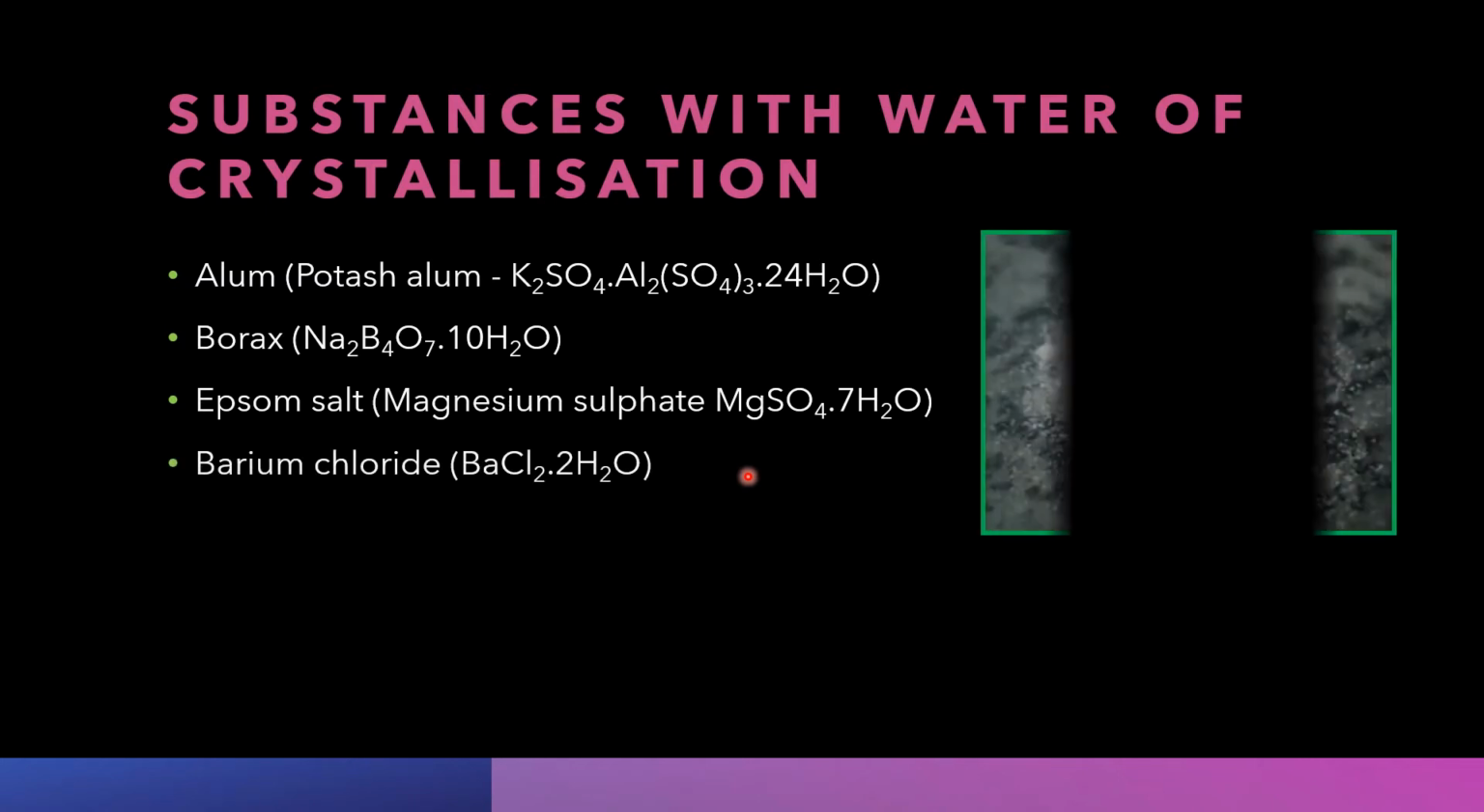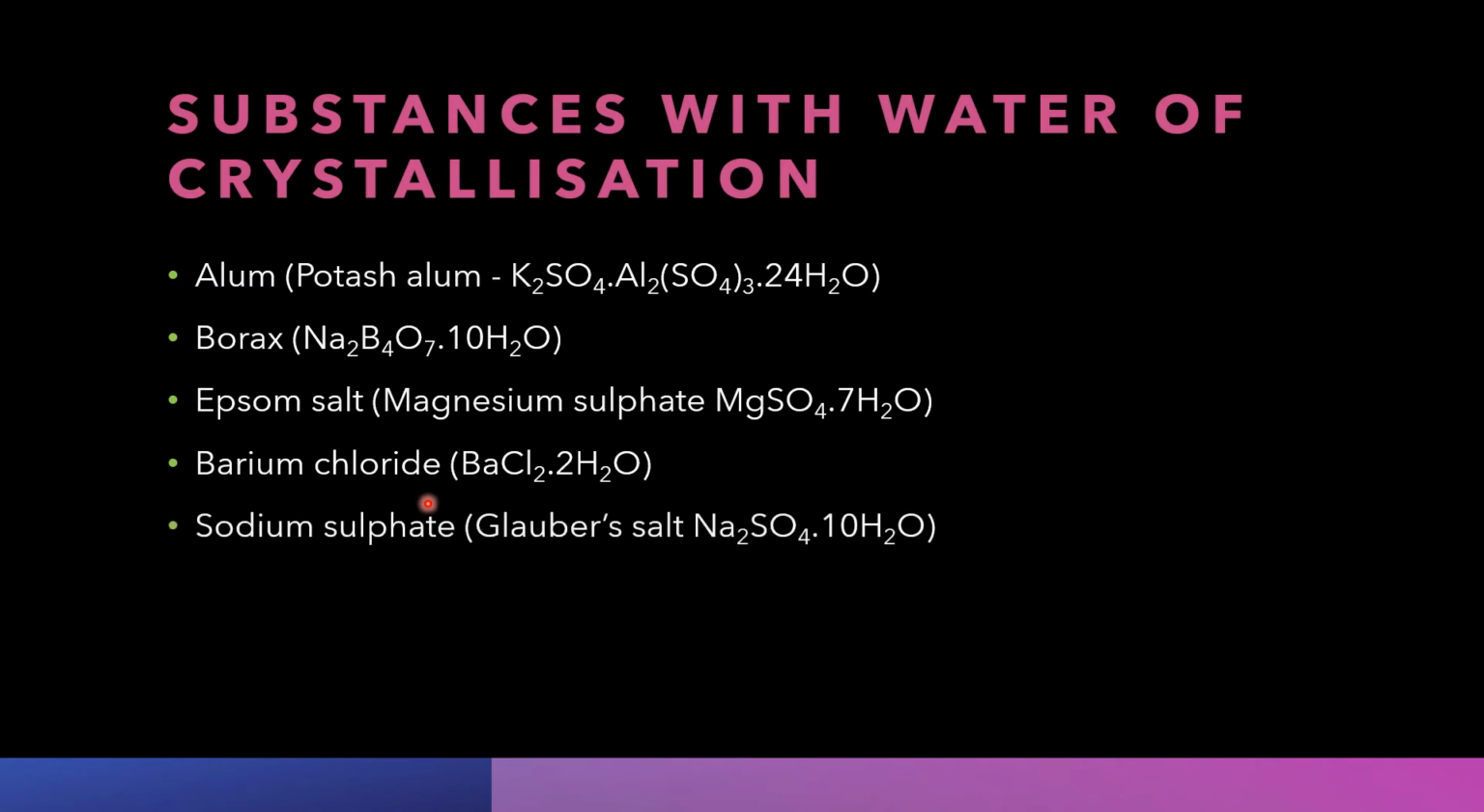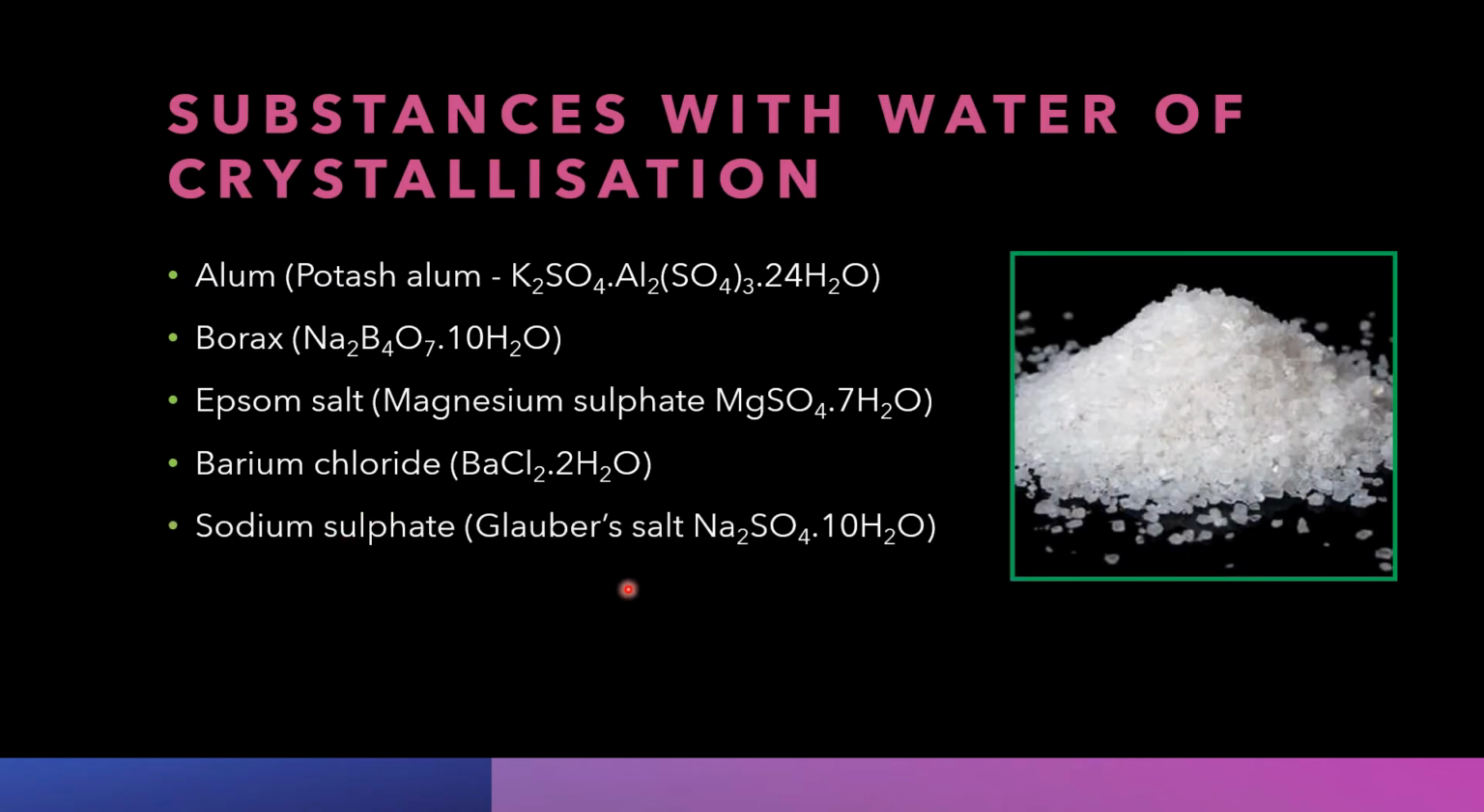Then barium chloride. Barium chloride is highly toxic in nature, so it has limited applications only. It is mainly used for industrial purposes, for example hardening of steel. The next is sodium sulfate, which is commonly called Glauber's salt. It is used as a laxative. It is also helpful for removing certain drugs from the body.